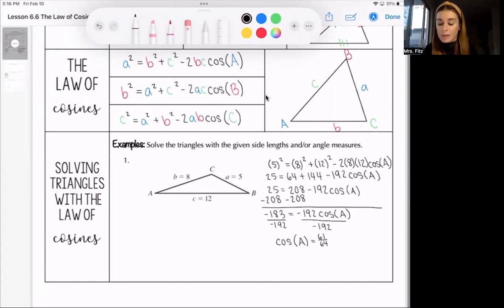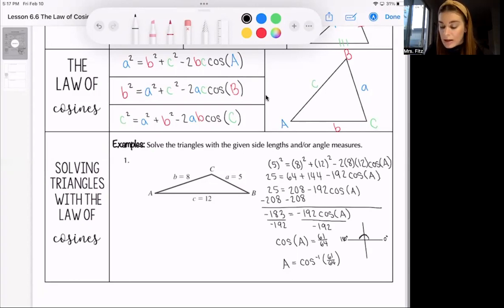So then from here, what I'm going to do is just take the inverse. So A equals the inverse cosine of 61 over 64. Now, the nice thing is you do not have to worry about there being multiple answers to this, because remember, the angles on a triangle can only run from 0 degrees to 180 degrees, right? So they have to fall in quadrants 1 or 2. Well, cosine is only positive in quadrant 1, so there's only one solution to this.